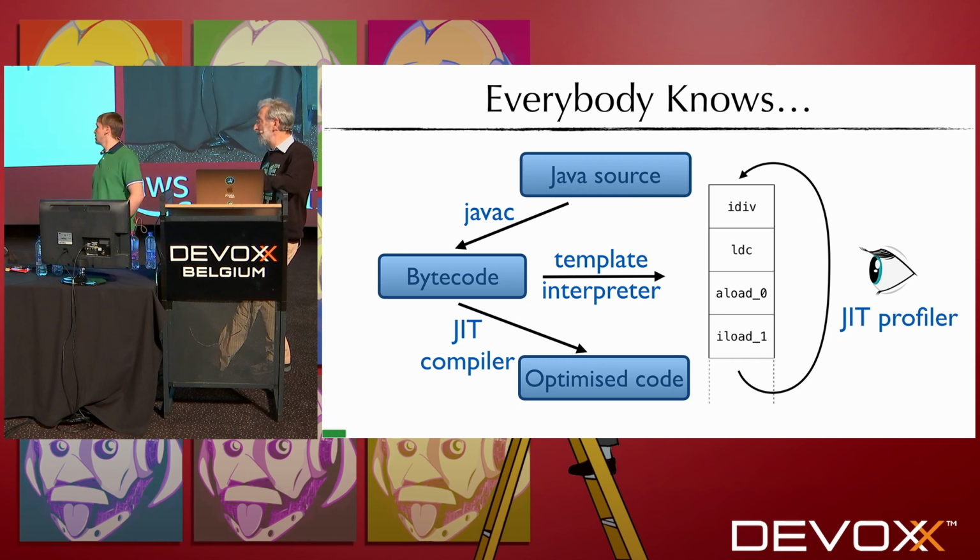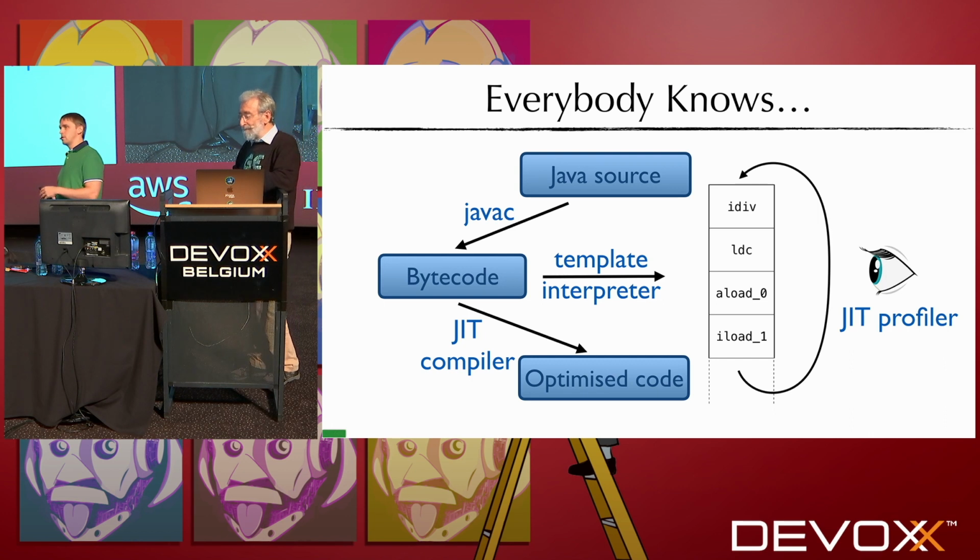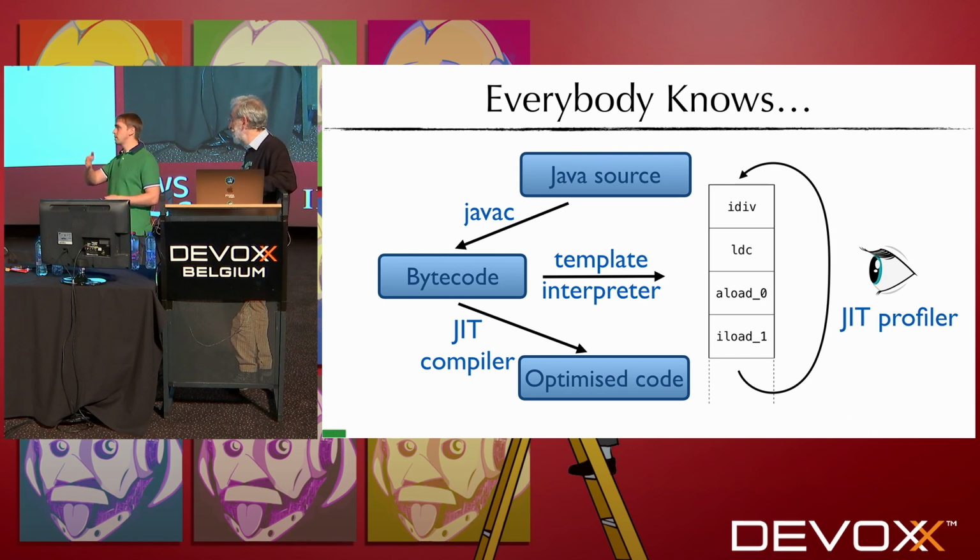OpenJDK HotSpot has two compilers, C1 and C2. One stands for client compiler, another one for server. The first one doesn't optimize code as much, but produces machine code fast. The second one does lots of optimizations, but takes longer to optimize. And since JDK 8, we have a mix of both compilers called tiered compilation, where the code might start and be optimized first in the C1 tier and then move to C2 if it's used frequently.